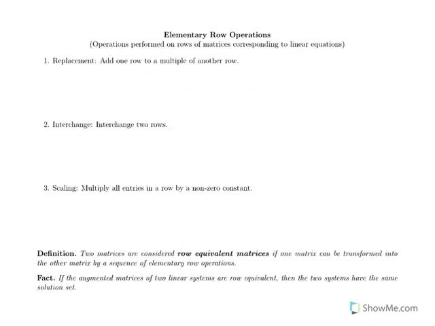So the operations that we're going to apply to matrices, or specifically rows in matrices, are going to be called elementary row operations. There's going to be 3 of them: replacement, interchange, and scaling. It's important to understand that when we are doing these operations, a row of a matrix is a linear equation. So we are doing something to a linear equation, or maybe more than one linear equation.